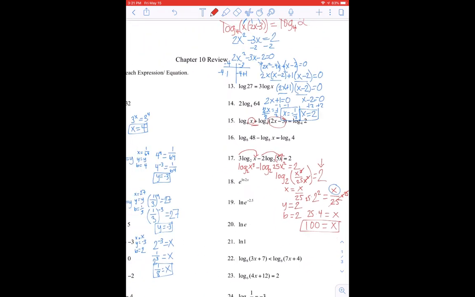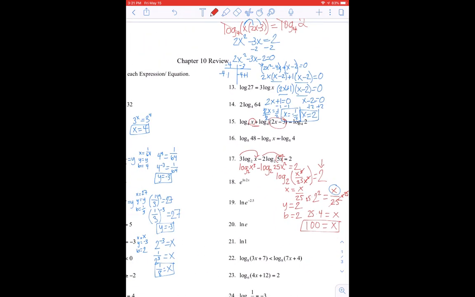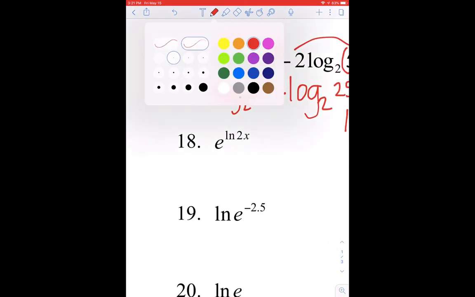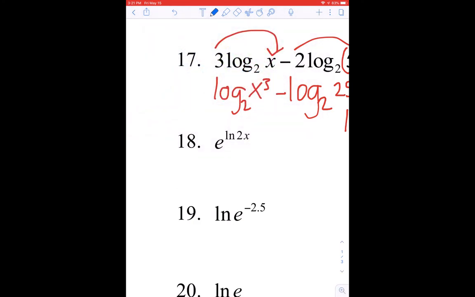And then we've got one more, but this one is much shorter and much easier. It's number 18. 18 is e to the ln of 2x, and you're solving it. Sorry, we don't actually need the equals sign. So we're just solving what is e to the ln of 2x. Basically, e to the ln of anything goes away because e and ln are inverses, so your answer is just 2x. Okay, and that's how you do that.